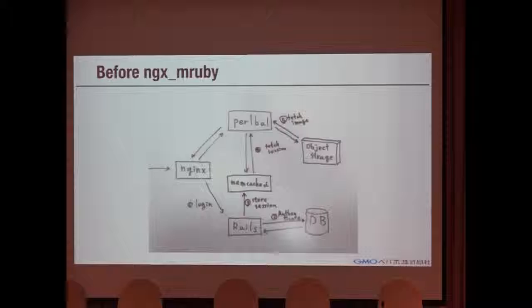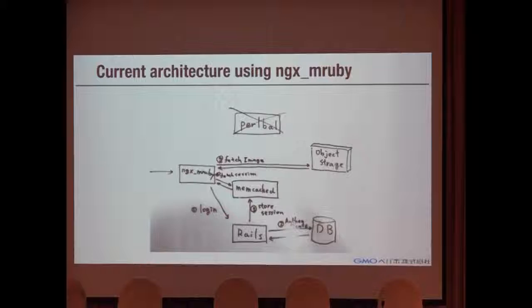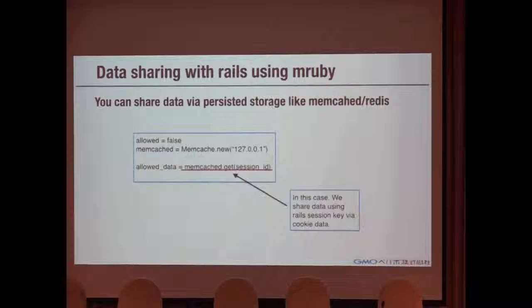So I replaced Perl with NGINX and mruby. I integrated Perl's function into NGINX and mruby. We can develop with only Ruby code now. I introduce our code for data sharing using memcached like this. It is pure Ruby code.